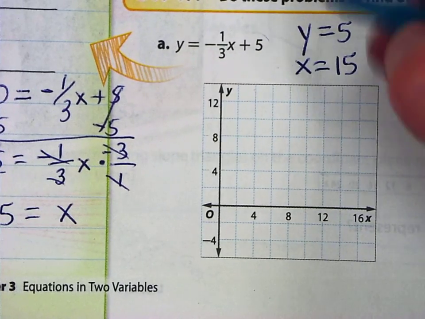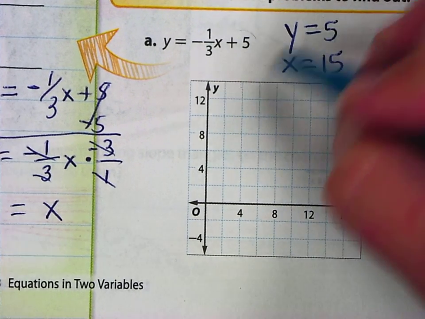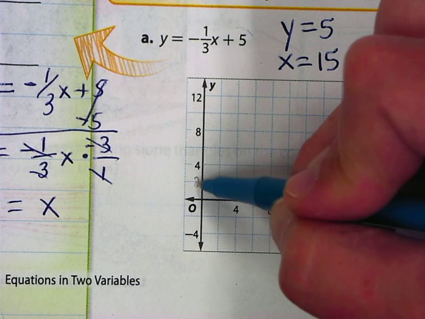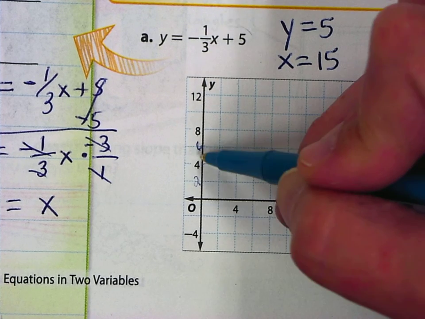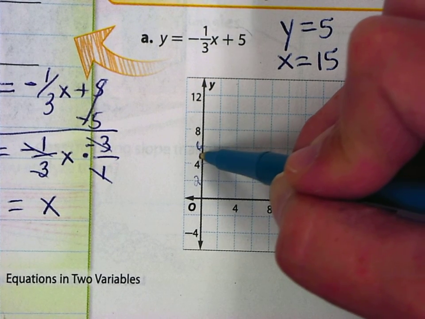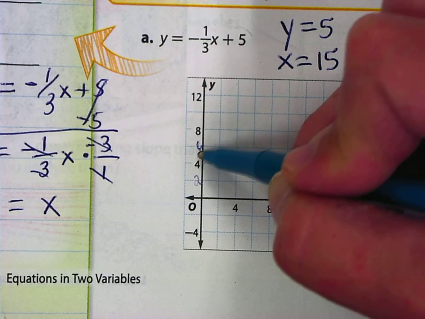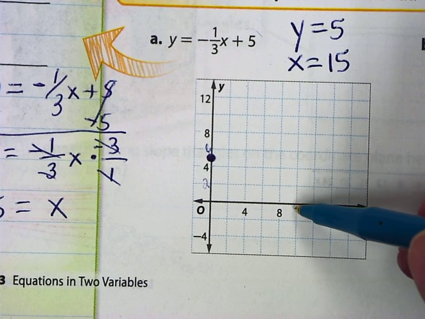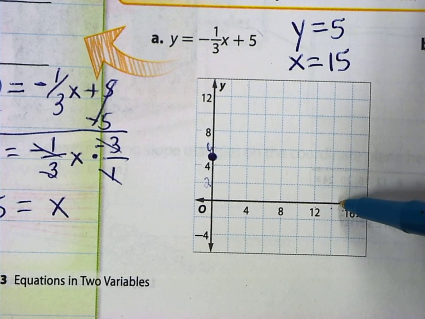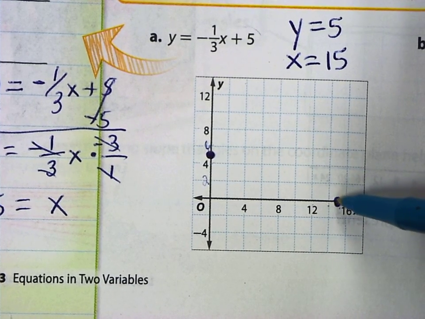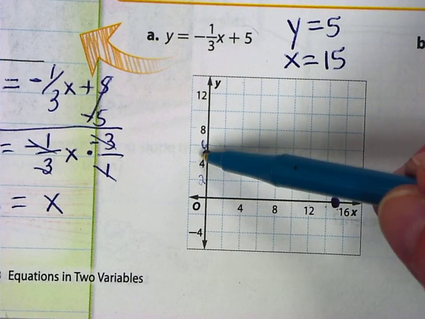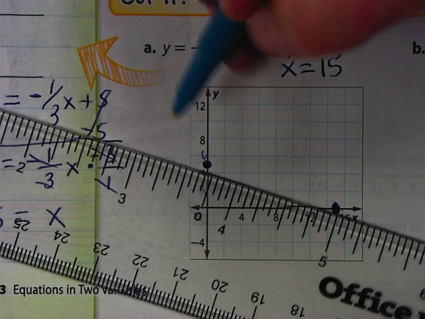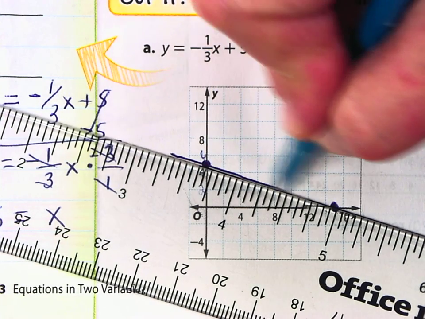Now I'm going to come over to my y-axis and find 5 on the y. Since this is counting by 2's, 2, 4, 6, 5 is going to be in the middle of 4 and 6, in the middle of this line. Now the x-intercept is 15. Counting by 2's, 8, 10, 12, 14, 15 is right here, halfway. I plot my y-intercept on the y-axis, my x-intercept on the x-axis, and then use a straight edge to draw a nice straight line with arrows.